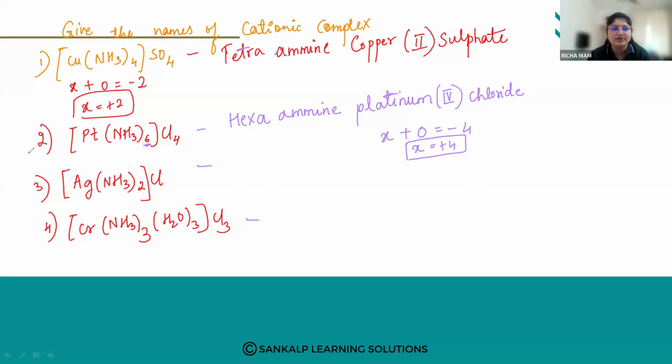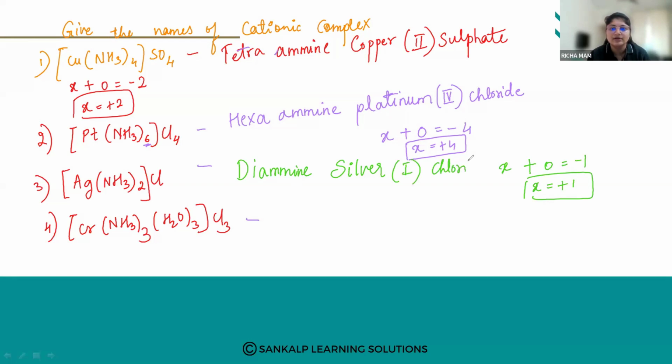Yes, try the next one. Diammine, then silver. We don't use diamino. Diammine silver. What is the oxidation state of silver? Silver we keep as X plus ammine is 0 equals to -1. So X is equal to +1. So the name is diamminesilver(I) chloride.